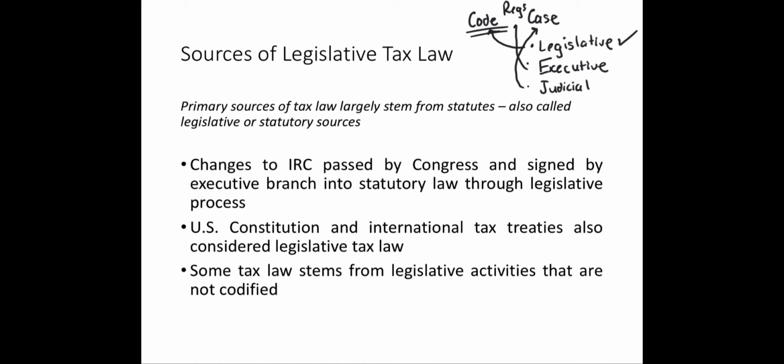We've got the three branches of government, so you have to remember that. But really, Congress is the one, and we're going to learn more about this later on. Congress is the one that really enacts the code. The president signs it into power, and if the president vetoes this, and we'll talk about this later, Congress can still go above that veto. They can still go above that veto of the U.S. president. The U.S. Constitution and international tax treaties are also considered legislative tax law, and we talked about that.